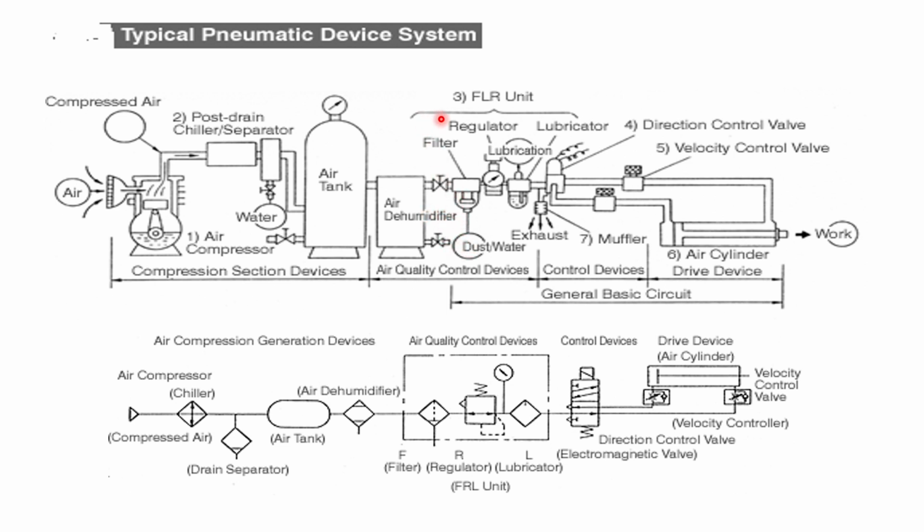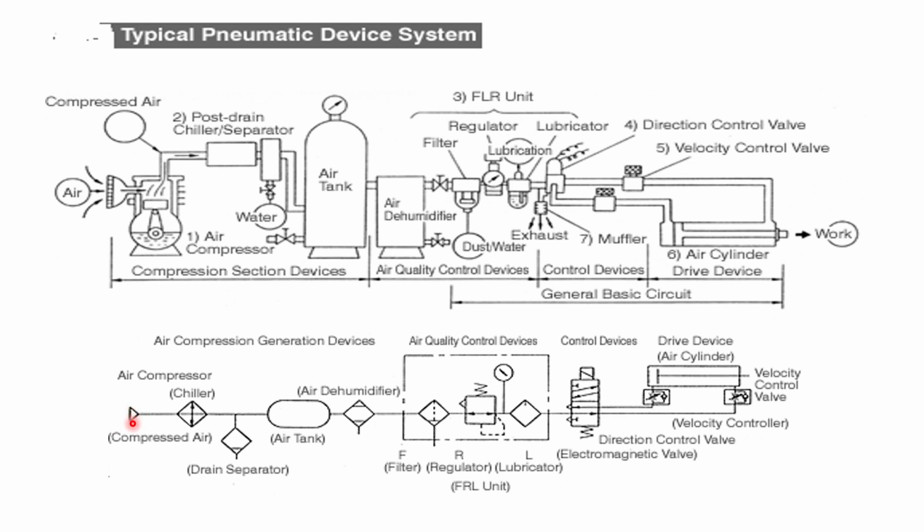Then this is called the FLR, filter regulator unit, where there is a filter, a regulator to control the pressure, and then a lubricator to lubricate the air. After that the air passes to the cylinder depending on the direction required. So right from the FLR up to the cylinder, we call this a general basic circuit. Now let us see the symbols for that.